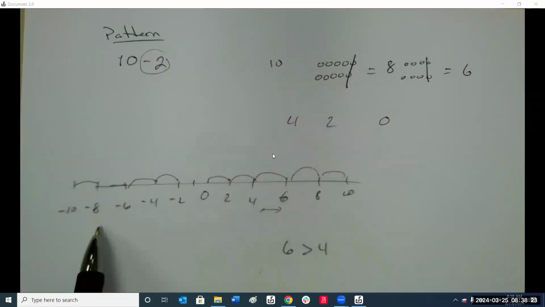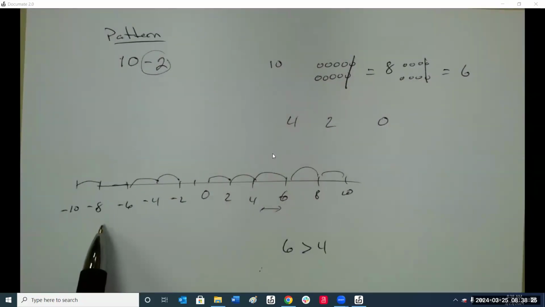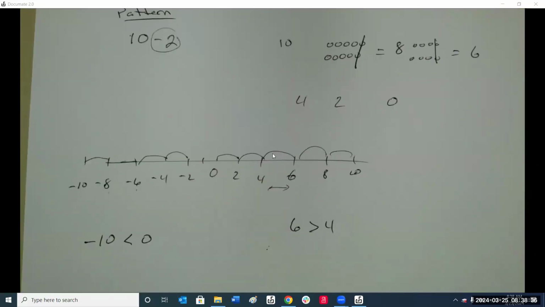But look what happens on the negative side. Yes, the bigger the number in the negatives, the smaller it is. So negative 10 is less than 0. But 0 is less than 10. So yeah, this is another concept that you'll have trouble showing them.